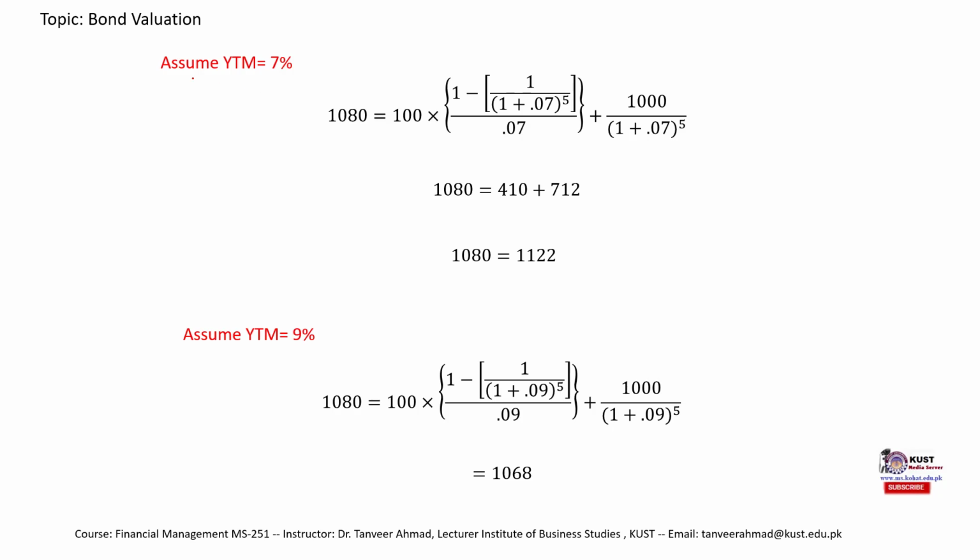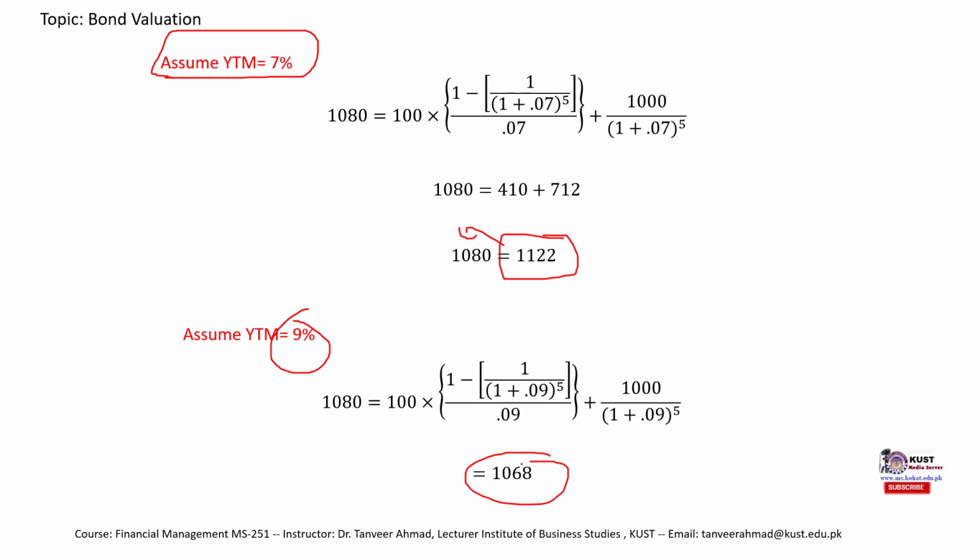So the first step would be, we use some percentage, say for example 7%, we find this value. This is greater than 1080. Now we need to assume another percentage where the answer would be less than 1080. We use 9%, the answer is less than 1080. So this step is somewhat similar to the trial and error method. But in the trial and error method, we would keep on trying different values. We were lucky enough to find 8% in this example, but it wouldn't be the situation every time.